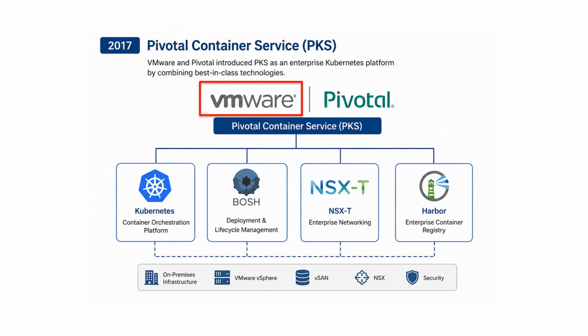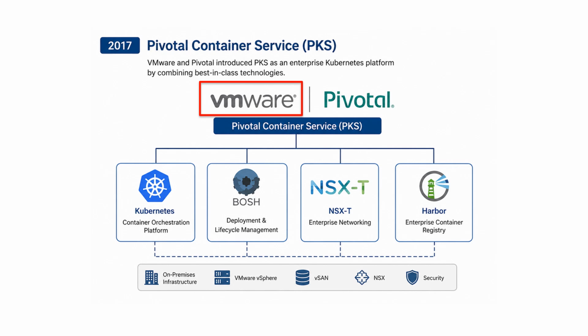So let's start with VMware. We already know VMware was a vendor and one of the co-creators of PKS, Pivotal Container Service. VMware already had the infrastructure platform where customers were running their enterprise applications. We had vSphere providing compute virtualization, ESXi running the virtual machines, then vCenter managing the virtual infrastructure, and NSX-T providing software-defined networking and security.